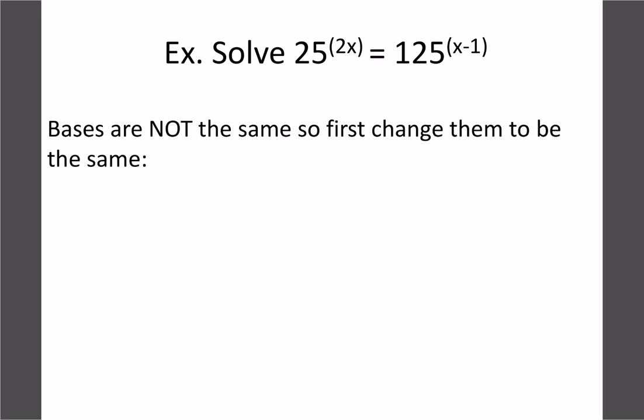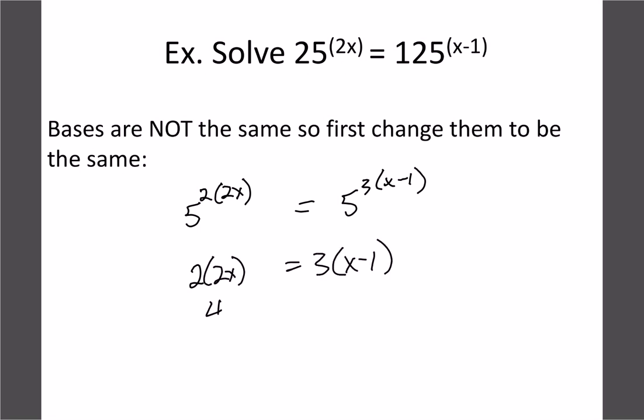So here's another question. Bases are not the same, so let's change 25 to 5 squared. And let's change 125 to 5 cubed. Now that our bases are the same, we can just solve our exponents. So 2 times 2x equals 3 times x minus 1. So we'd get 4x equals 3x minus 3. Bring the 3x over, x equals negative 3.